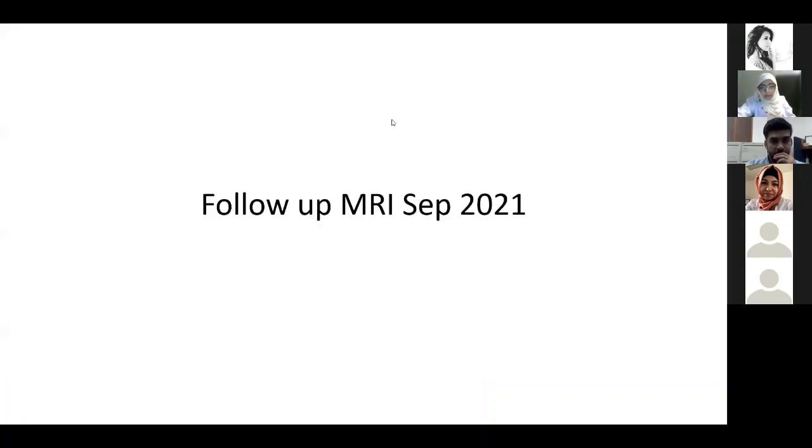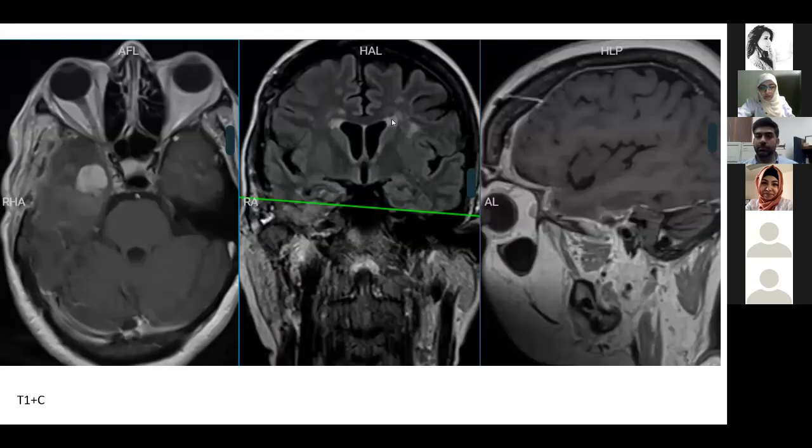So this patient on this scan underwent surgical resection in June 2021. We did a right pterional craniotomy and excision. This was the post-op MRI, where you can appreciate there's a residual lesion near the base of the temporal fossa. Next, please.